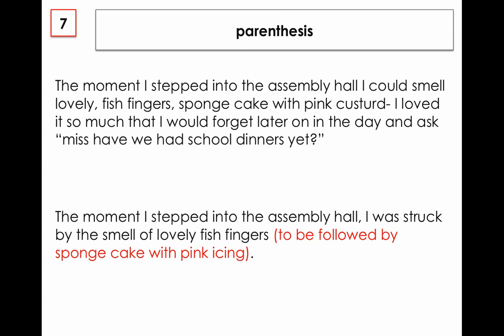Okay, and you'll see that what I've got here is that second phrase about custard, sponge cake with custard, in parentheses. The singular is parenthesis, that's one bracket. If you want the plural, you change the I of parenthesis into an E and you get parentheses. That's a fancy word for brackets. And I, of course, have chopped off the last bit of the sentence.